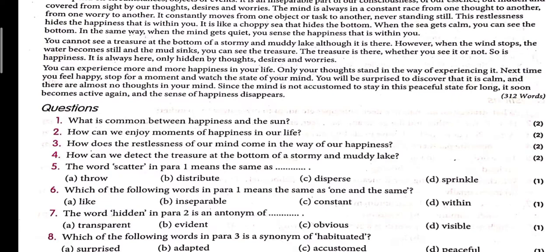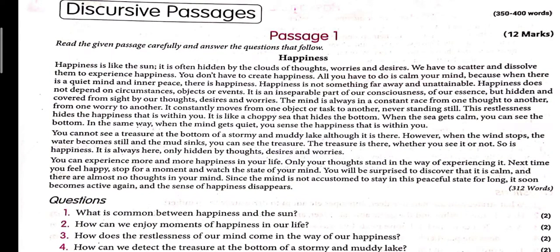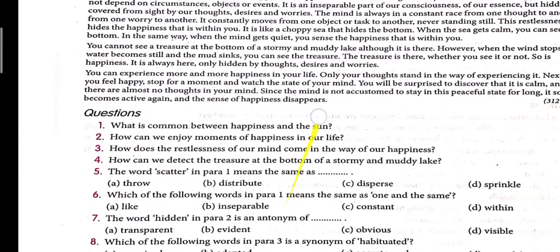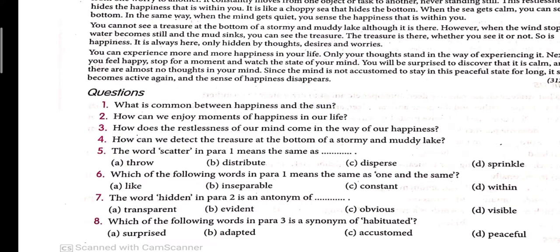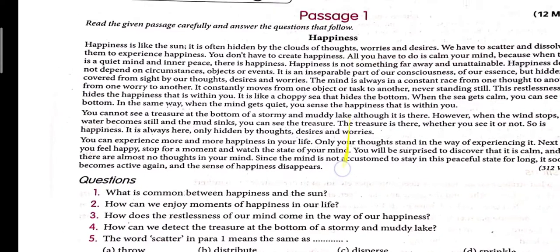What is common between happiness and the sun? So, happiness is like the sun. It is often hidden by the clouds of thoughts, worries, and desires. So, like the sun, happiness is often hidden by the clouds. The same way, happiness is hidden by the clouds of thoughts, worries, and desires. So, thoughts, worries, and desires are considered as a cloud that hides the happiness.